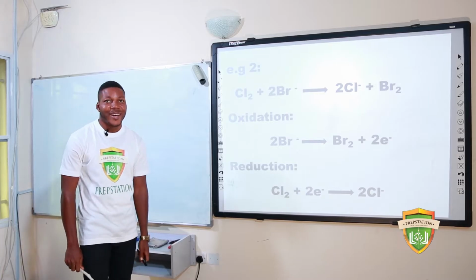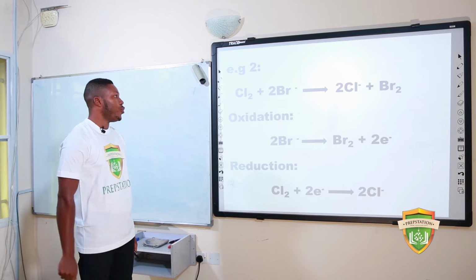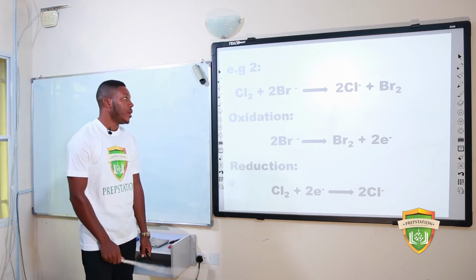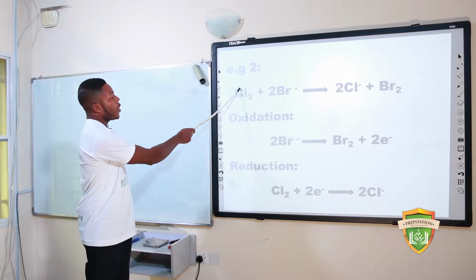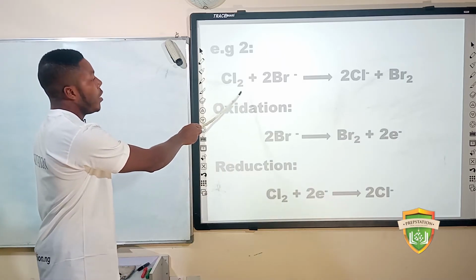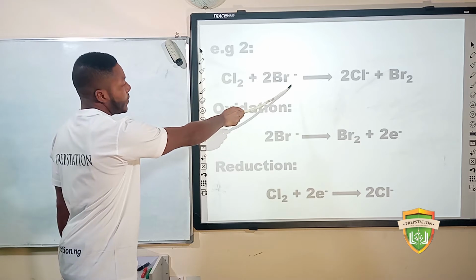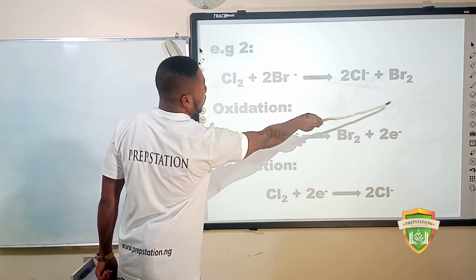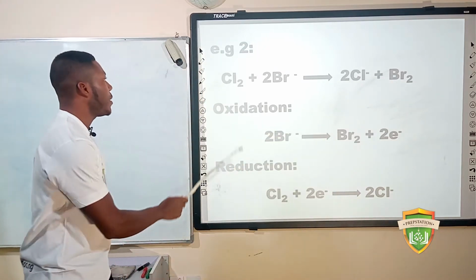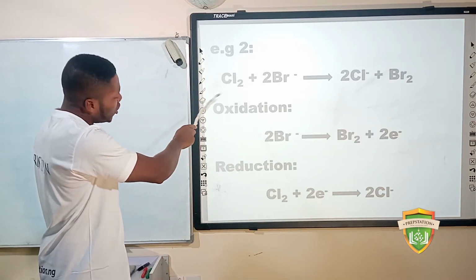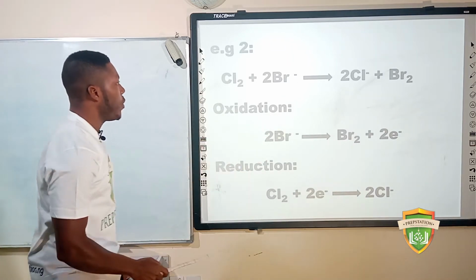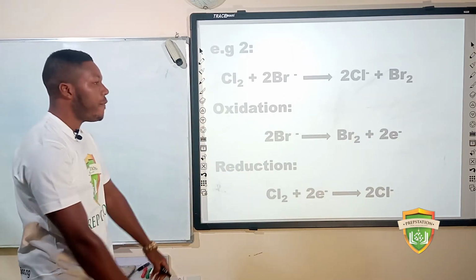Welcome back. Okay, let's take example 2 of the half redox equation reaction. Now this is a normal chlorine atom reacting with bromine. That gives us 2 chlorine atoms and a normal bromine atom. Now this is a combination of both reduction and oxidation process. We want to split it into their different half equations.